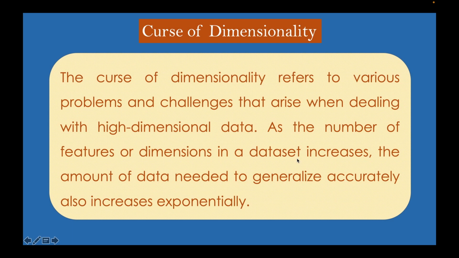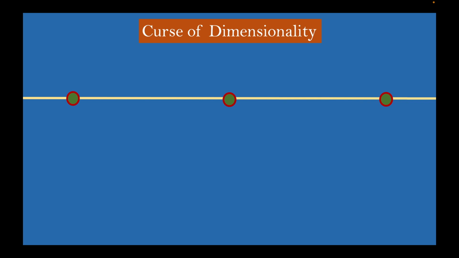Basically, these machine learning models suffer from this curse of dimensionality, which refers to various problems and challenges that arise when dealing with high dimensional data. As the number of features or dimensions in a dataset increases, the amount of data needed to generalize accurately also increases exponentially. Now, what are the problems that are caused by this curse of dimensionality?